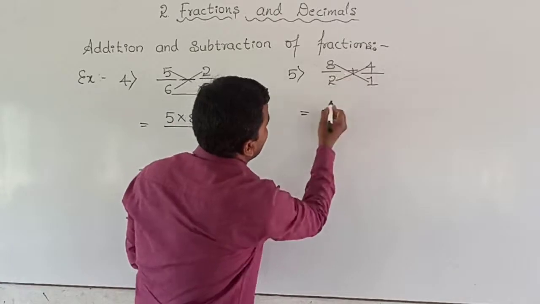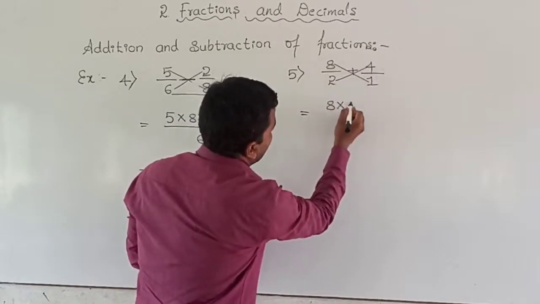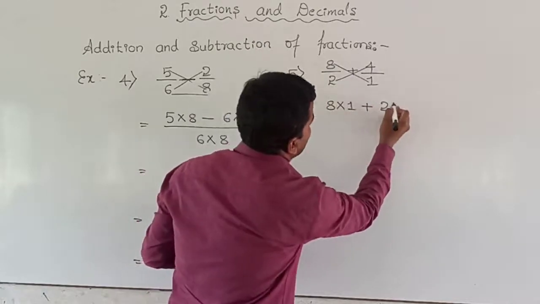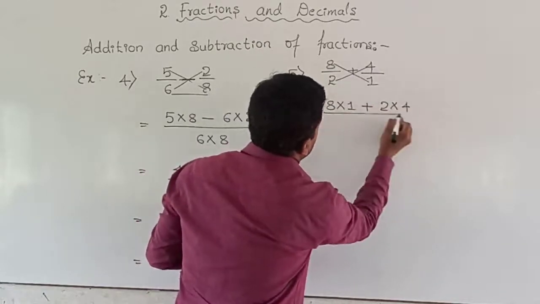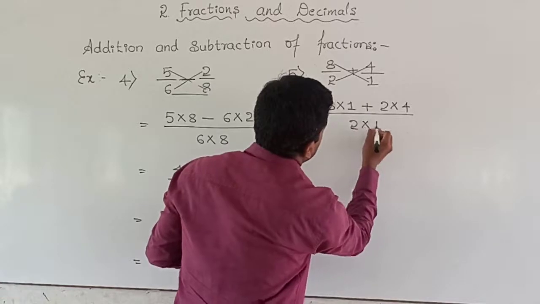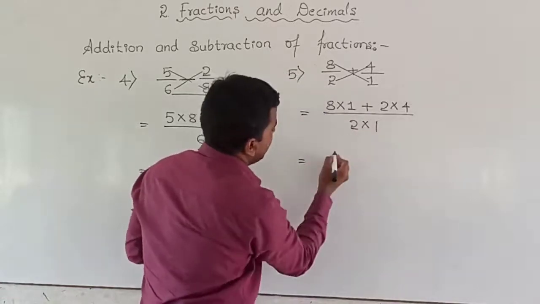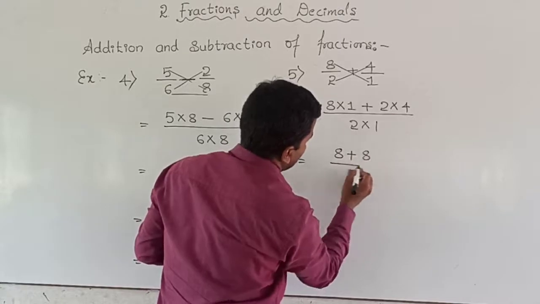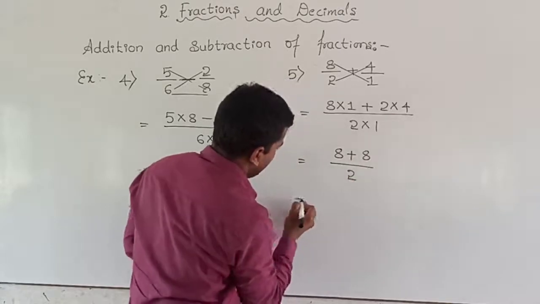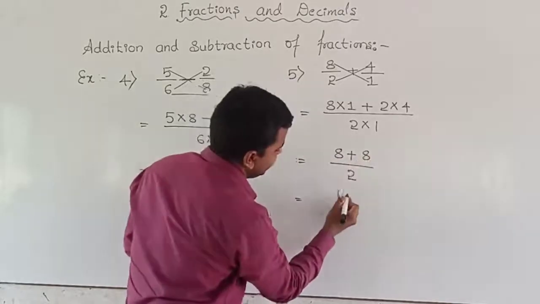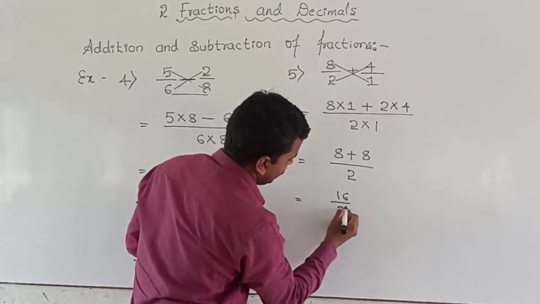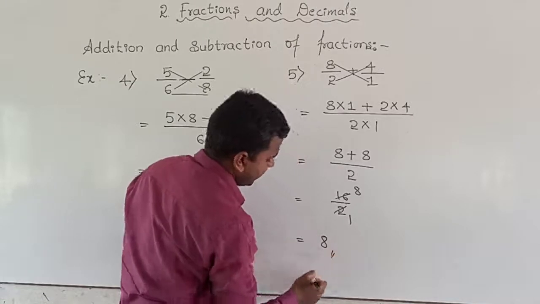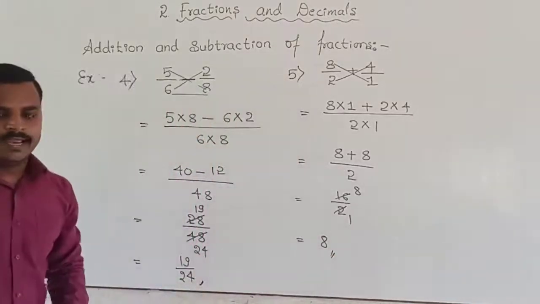8 1s are 8, that is the product of 8 and 1, plus 2 into 4, divided by 2 into 1. Next, 8 1s are 8 plus 2 4s are 8, divided by 2. Next, 8 plus 8 are 16 divided by 2. 2 8s are 16. The answer is 8.